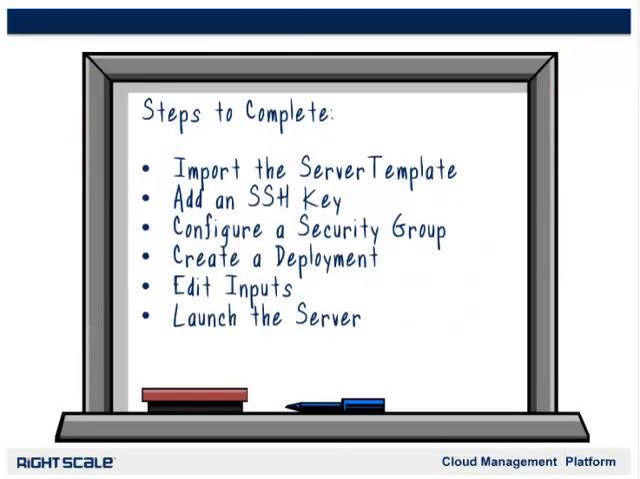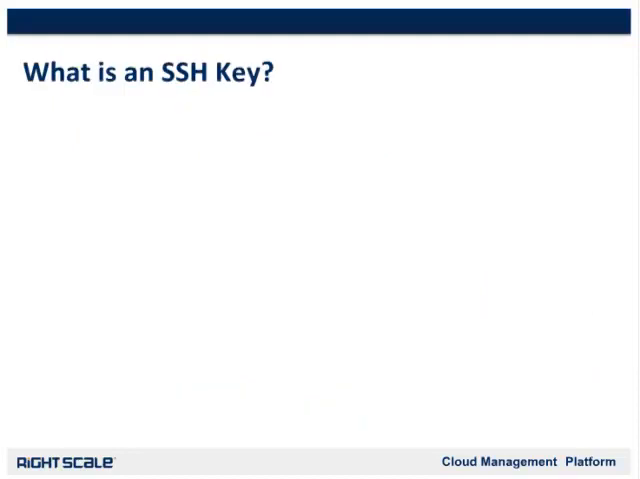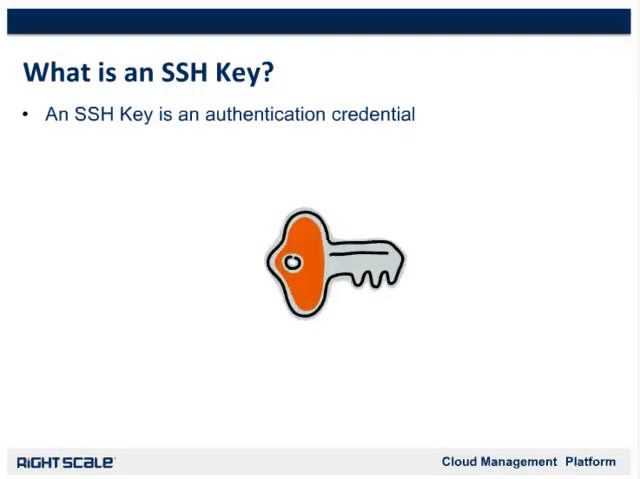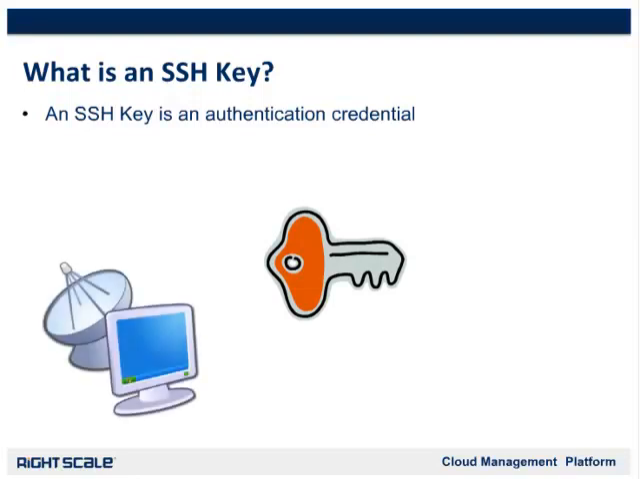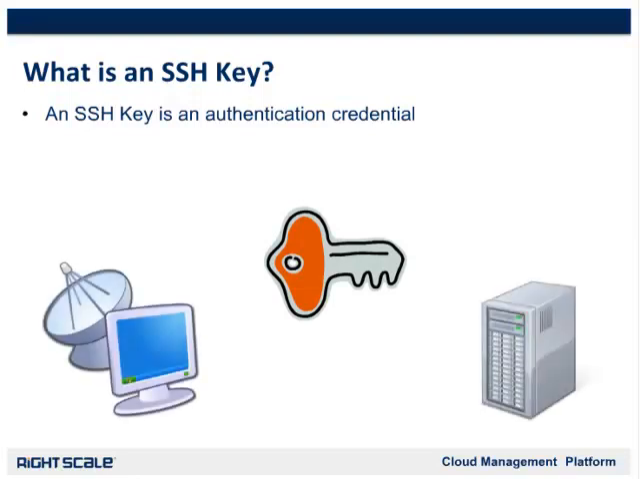Now let's take a look at adding an SSH key. While the steps to create an SSH key and a security group are very simple for the purposes of this demo, if you are not familiar with SSH keys or security groups, it might be a little unclear. So let's take a quick look at an SSH key. An SSH key is basically an authentication credential. In our example, it allows a remote computer to access the server running the blog application for things like looking at the operating system, checking some system logs, or making changes that are not performed in the dashboard.